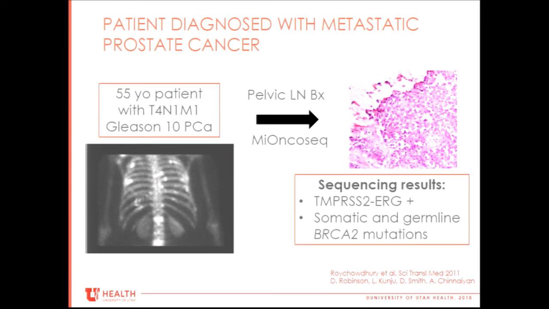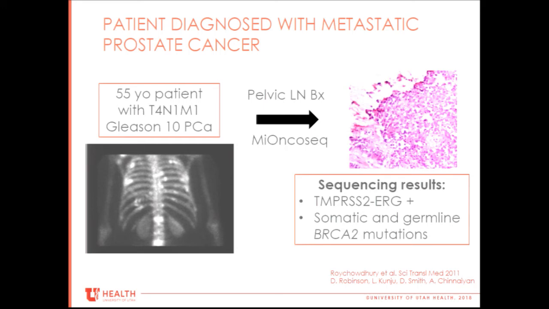As you can see, this tumor, for pathologists in the audience, is a very aggressive, high Gleason grade tumor. What was found on tumor sequencing was the patient had a TMPRSS2-ERG fusion, which is very common, seen in about 50% of prostate cancers, but interestingly had both a somatic and a germline BRCA2 mutation, so a double hit.